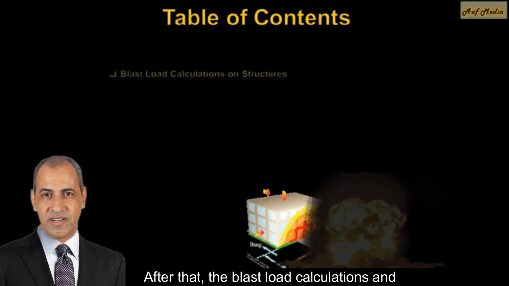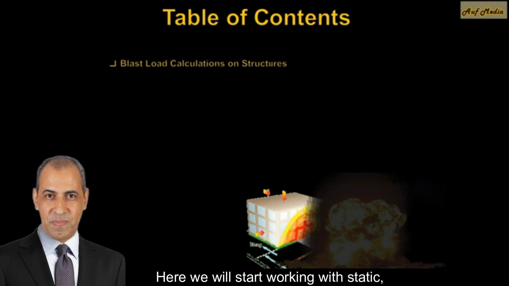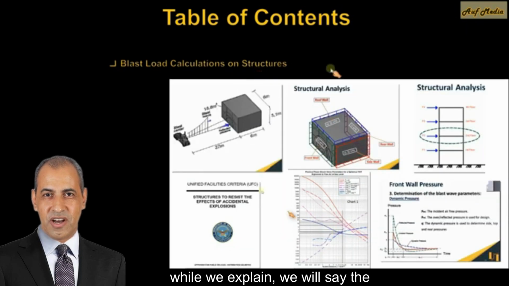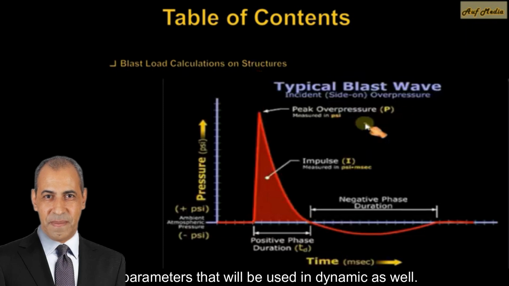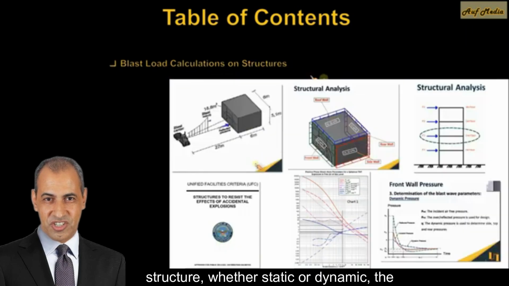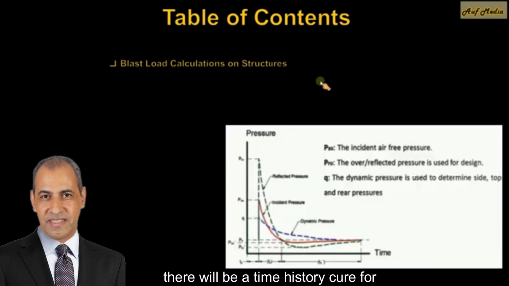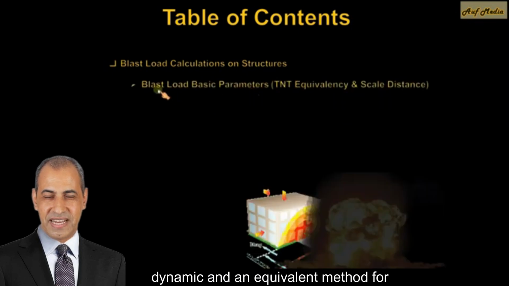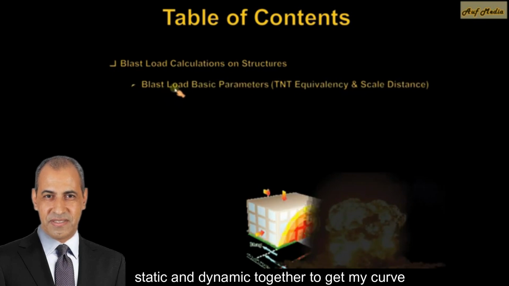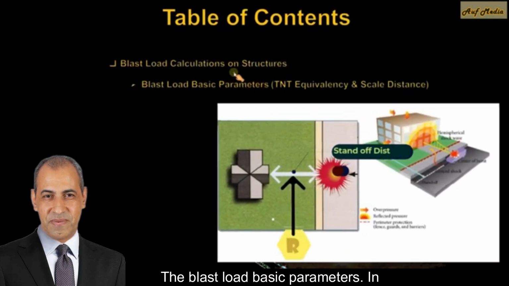The blast load calculations on structures are the main focus of the whole course. Here we will start working with static, how to calculate it as an equivalent static load, and of course, while we explain, we will mention the parameters that will be used in dynamic as well. Whether static or dynamic, the parameters are the same, but in the end, there will be a time history curve for dynamic and an equivalent method for static. What are the things that go into both static and dynamic to get my curve or idealization? The first thing is the blast load basic parameters.